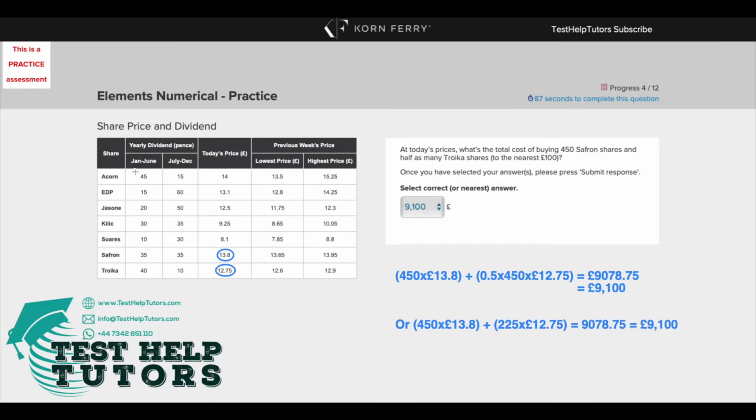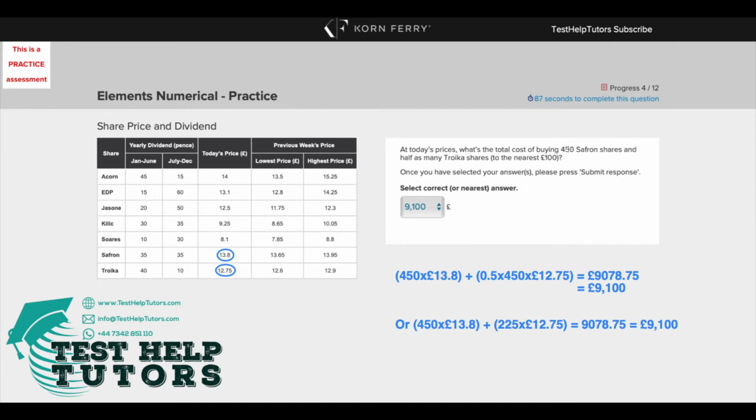To solve this problem, we'd have to use this table here, and specifically this column here, today's price. We can see at today's price, the price of a Saffron share is £13.80, and the price of a Troika share is £12.75. So we have to use these two pieces of information along with the number of shares that they stated in the question to work out the answer to this problem.